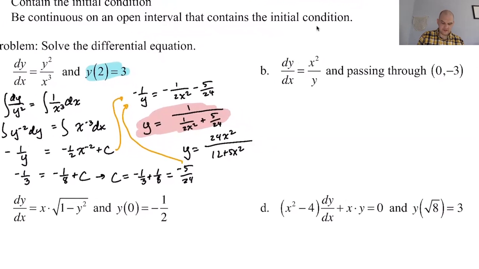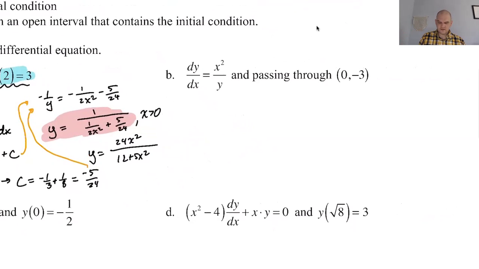I'm going to throw in here that x actually, because in this given initial condition, x is greater than 0, I'm going to throw in that x has to be greater than 0. So I am adding that. I don't think you'd get dinged for that on anything, but it really should have been there. So let's take a look at the next one.